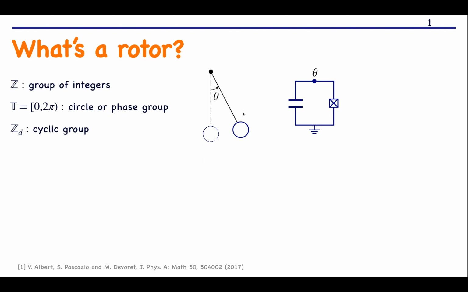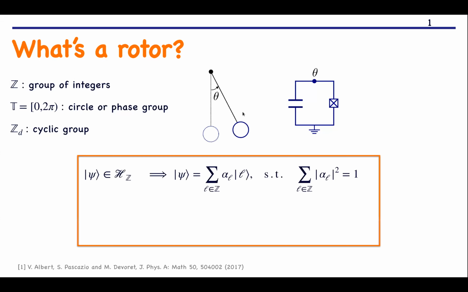But we also know that in circuit-QED, for instance, we have systems that behave like rotors, for instance, the Cooper box, where now the role of the phase is played by the superconducting phase. Here on the left, I put some definitions of groups that will be useful during the talk. From a quantum mechanical point of view, a rotor is a quantum system that can be described by a state that lives in a Hilbert space whose elements can be written as a linear combination of countably infinite states, like for instance, the angular momentum states, and these states are obviously normalized.